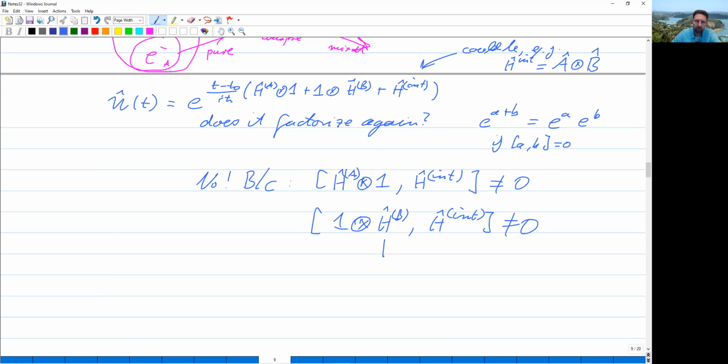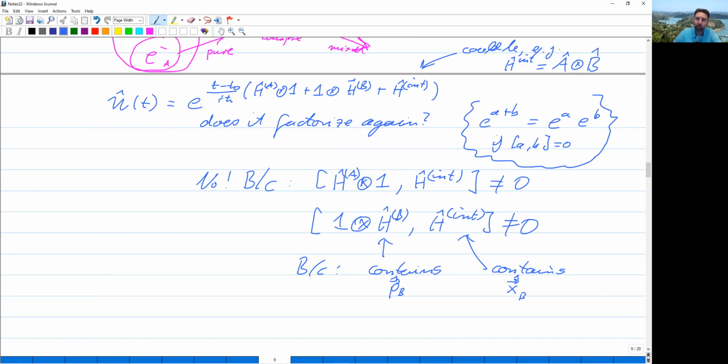See, this thing contains P hat B, and this thing contains x vector B hat. And so therefore, they don't commute, and the same is true up here. So therefore, we cannot use this. This does not work anymore if we have a non-trivial interaction Hamiltonian.